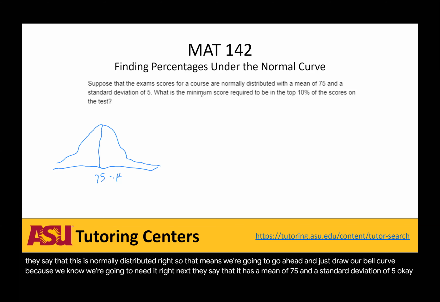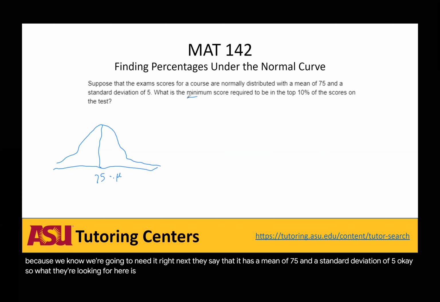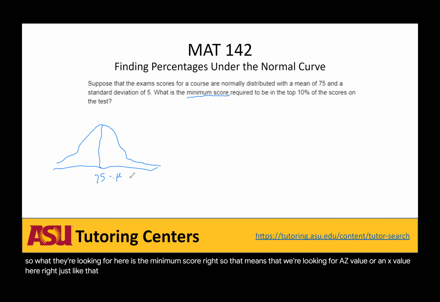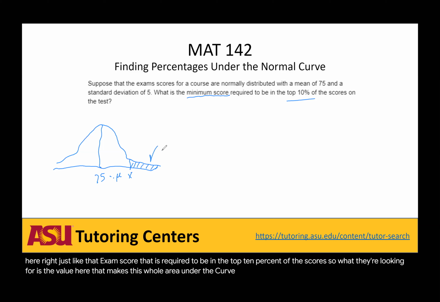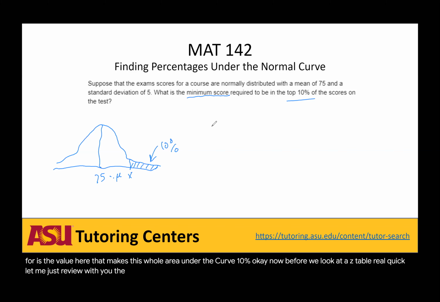Okay? So what they're looking for here is the minimum score, right? So that means that we're looking for an x value here, just like that 75. We're looking for an actual exam score that is required to be in the top 10% of the scores. So what they're looking for is the value here that makes this whole area under the curve 10%. Okay?